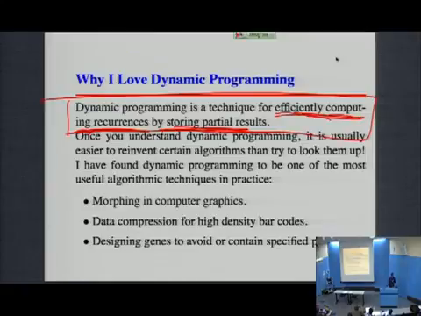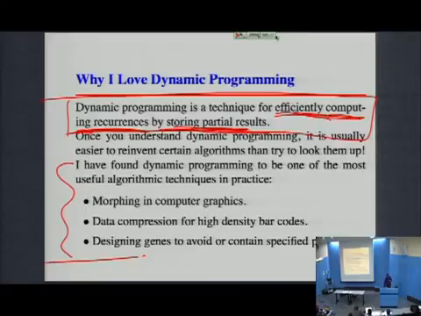And again, if you look in the book, you'll see there are a lot of war stories where dynamic programming proved to be the right thing to do. This is one of those areas where if you really understand it, you can get a lot of mileage from it. Any questions? Okay.